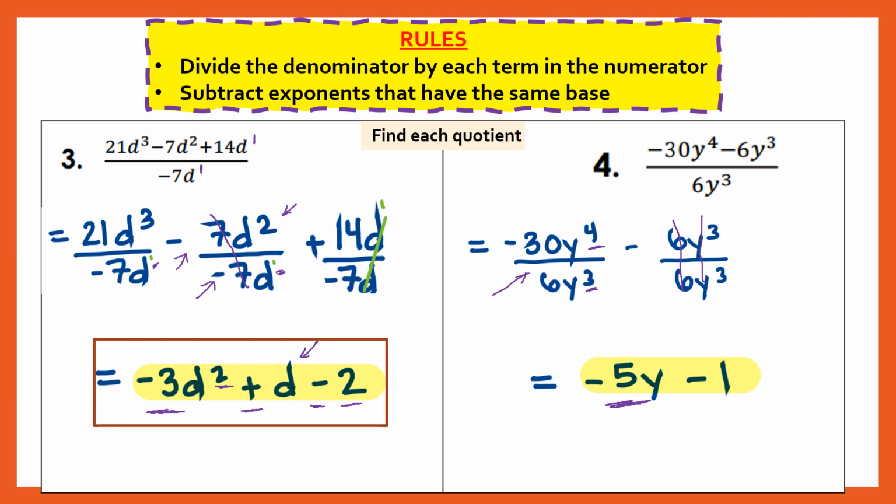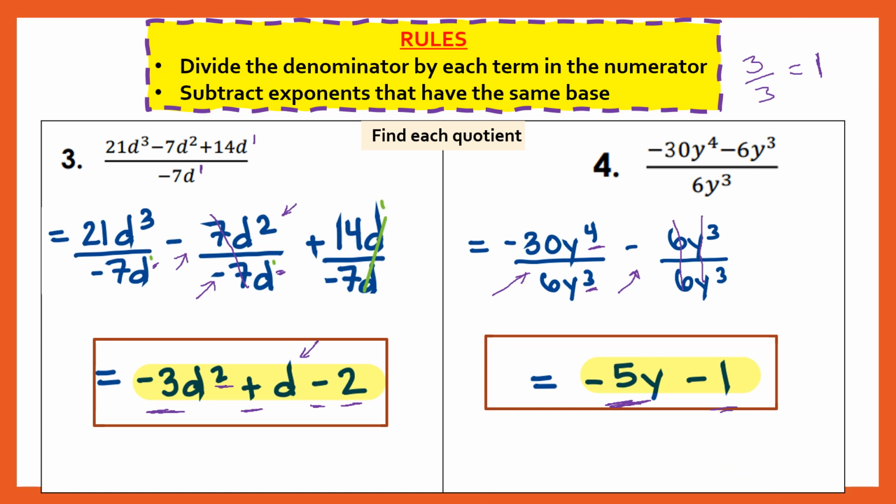And so remember, when you have a numerator and a denominator that are the same, it reduces to just 1. So remember, if you have something like 3 divided by 3, that just reduces to 1. So same process here. 6y to the third divided by 6y to the third is just 1, and we have this negative here that I forgot to mention, or that minus. And my final answer is negative 5y minus 1, and that is my final answer.